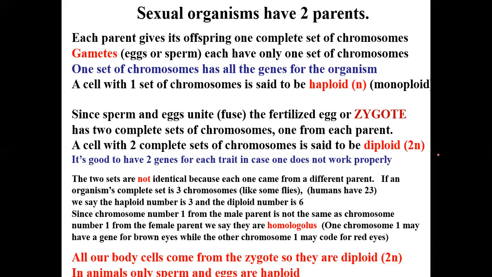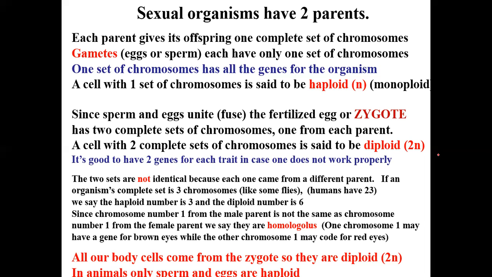Since chromosome number 1, let's say in the fly, from the male fly, is not the same as chromosome number 1 from the female parent because they're different flies, we say that they're homologous. They have the same traits on the chromosomes. The chromosomes are the same size, but the way the traits are set up might be different. One chromosome may have a gene for brown eyes on it, and in the same location on the other chromosome, there might be a gene for red eyes.